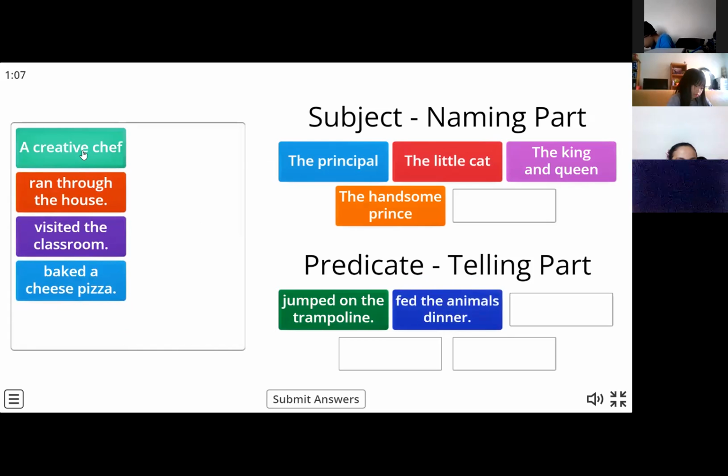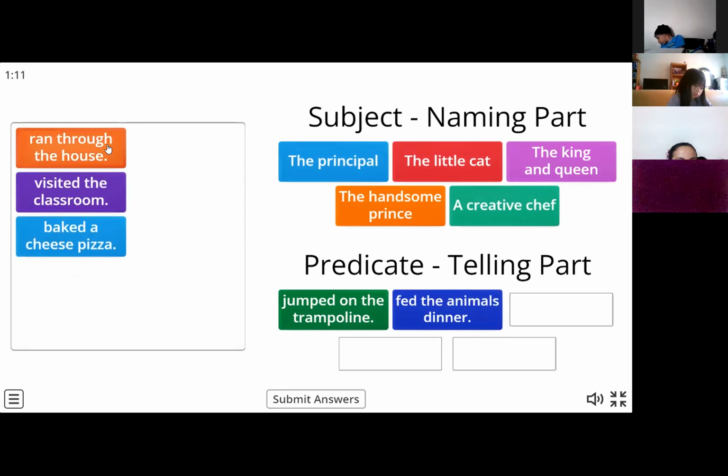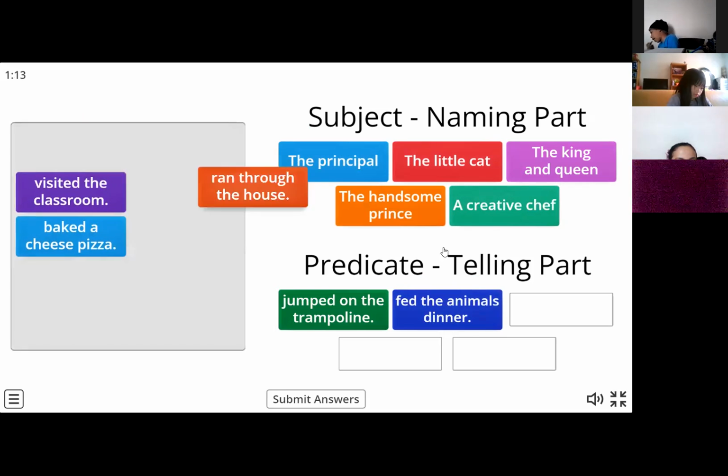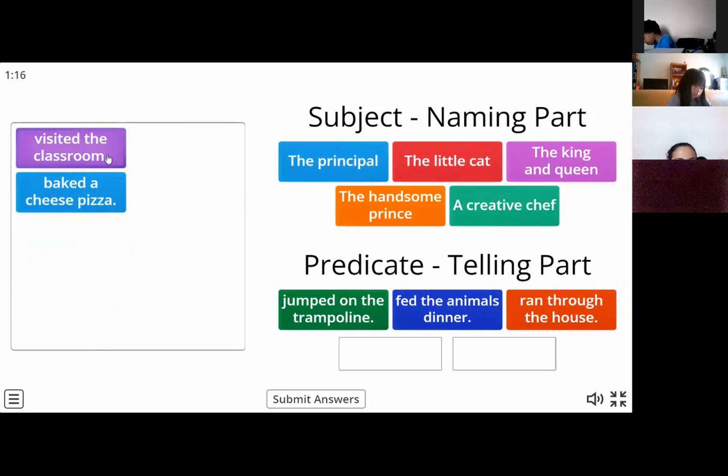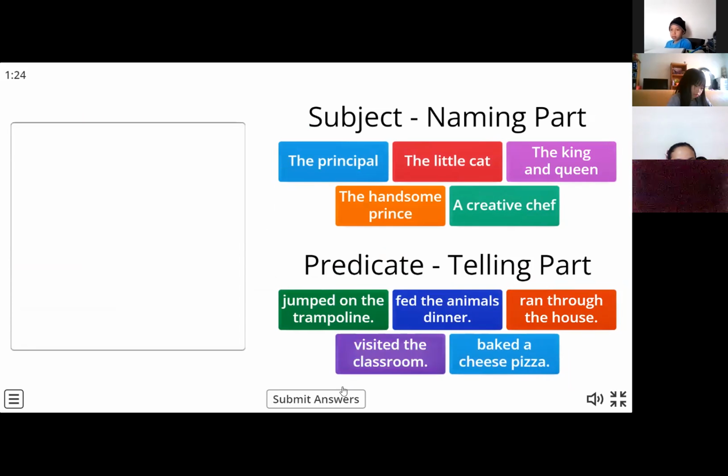A creative chef. Subject. Ran through the house. Predicate. Visited the classroom. Predicate. And bake a cheese pizza. Predicate. Now let's check the answers.